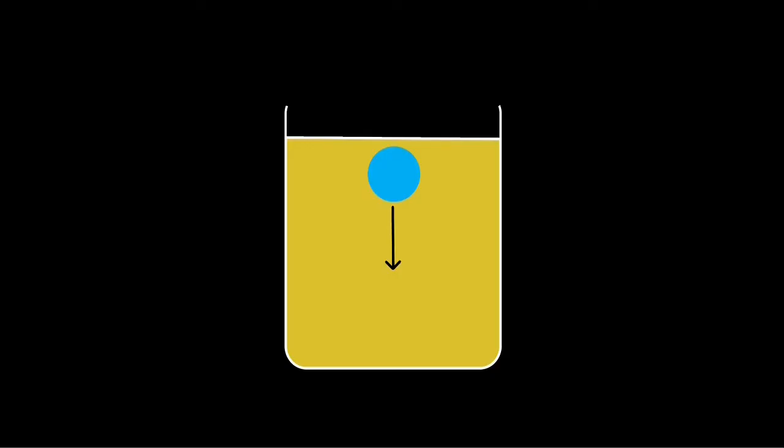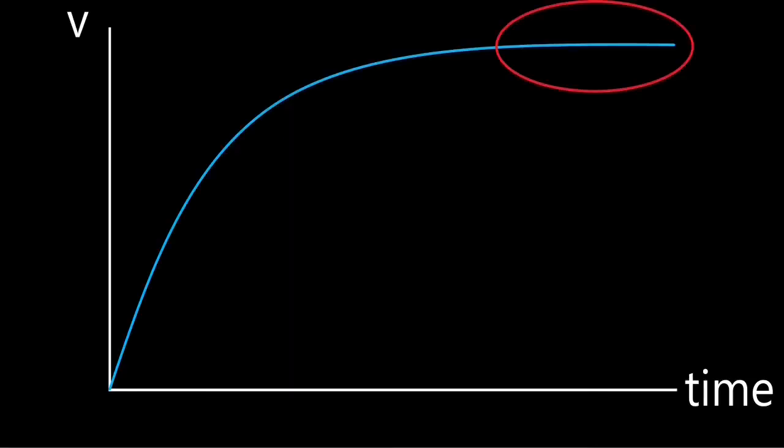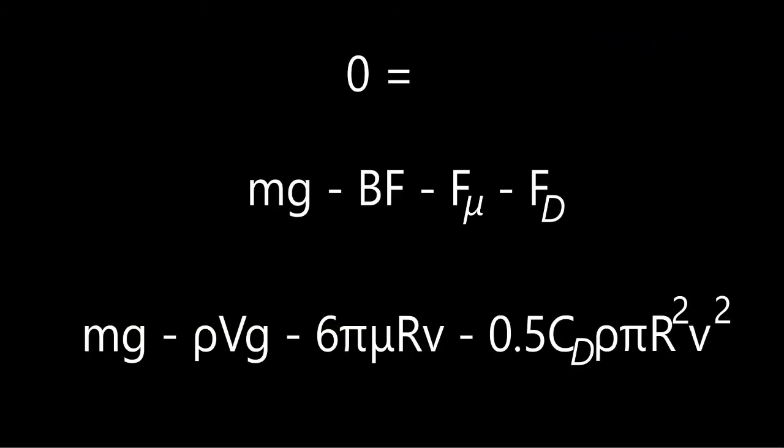Now that you have seen the experiment, let's continue. As you see in this graph, the terminal velocity is the area encircled in red. This is because the acceleration eases up over time. During terminal velocity, the weight of the object, which is the mass times the gravitational acceleration, minus the buoyancy force, minus the viscosity force, and minus the drag force, equals 0.